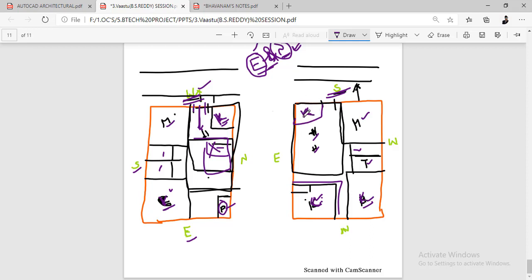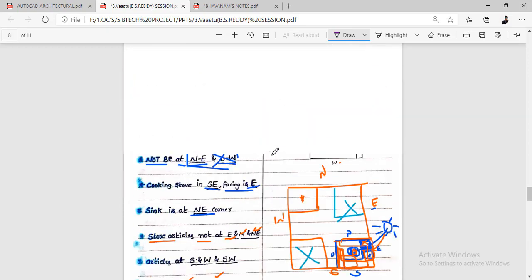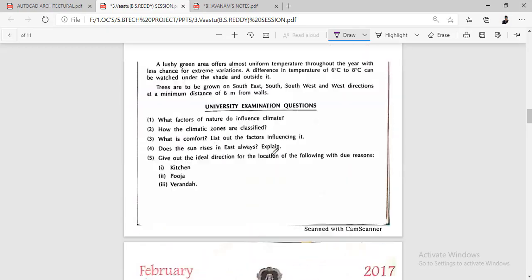If it is the southeast, they can provide it, but that is as per the engineers' and designers' wish. How they tackle the situation is the main important thing. So I hope this is all about vastu shastra and the room placing and all these things.